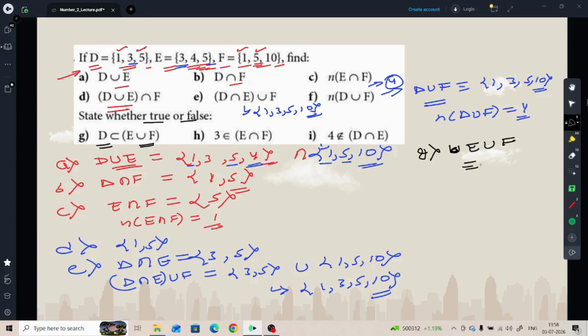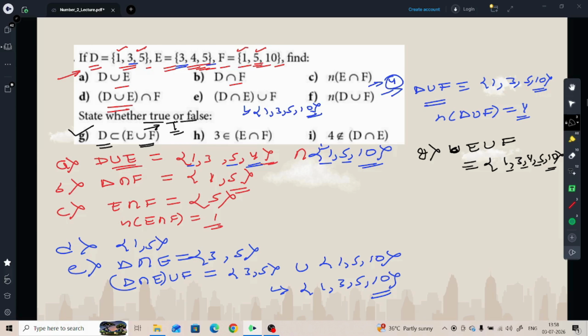So E union F, which if you just see, it will be 1, comma 3, comma 4, comma 5, comma 10. 5 elements are there. Yes or no? Without duplication. Duplication should not be there. So D is consisting of 1, comma 3, comma 5. So 1, 3 and 5 all are present. So yes, correct answer it is.